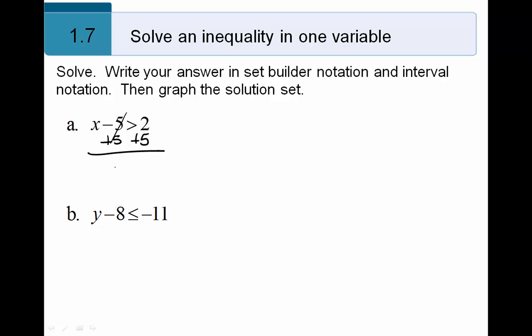On the left, the 5's cancel. We get x is greater than positive 7. Now, in set builder notation, this would be the set of all real numbers such that those numbers are greater than 7. In interval notation, our solution set starts at 7. 7 itself is not a part of the set, so we'll use a parenthesis at 7. Since we're looking for numbers greater than 7, those would be to the right of 7 and would extend on forever, and so we'll use the positive infinity symbol.